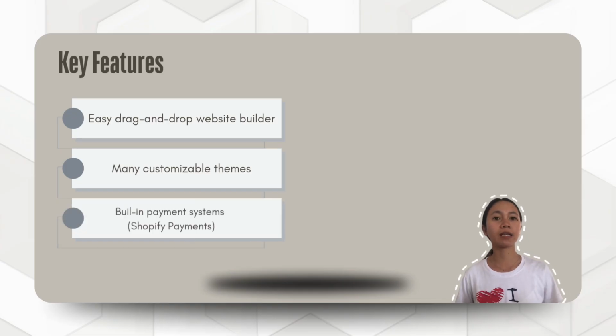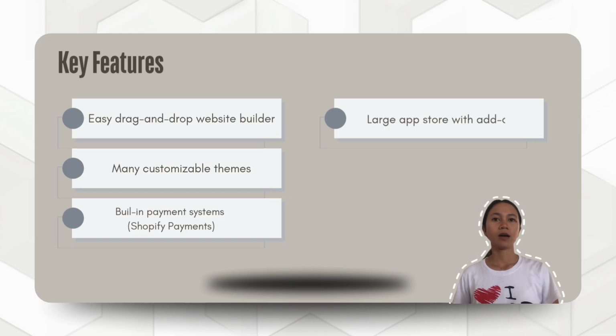Next is built-in payment system or Shopify Payments. Accept payments directly through Shopify. Dili na ka mag-install og complicated payment methods. Built-in na siya so mas convenient. Number 4 is large app store with add-ons. It means thousands of apps for extra features. Kung gusto ka mag-add og features like reviews, promo pop-ups, chat support, naa na tanan sa App Store.